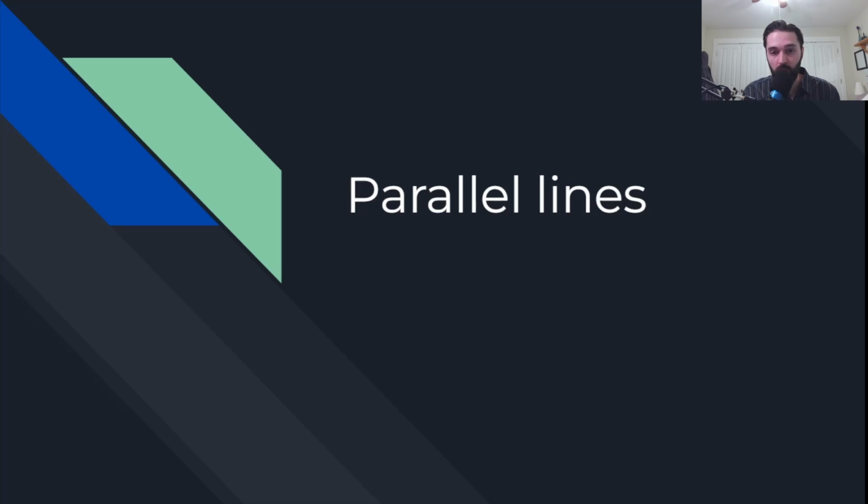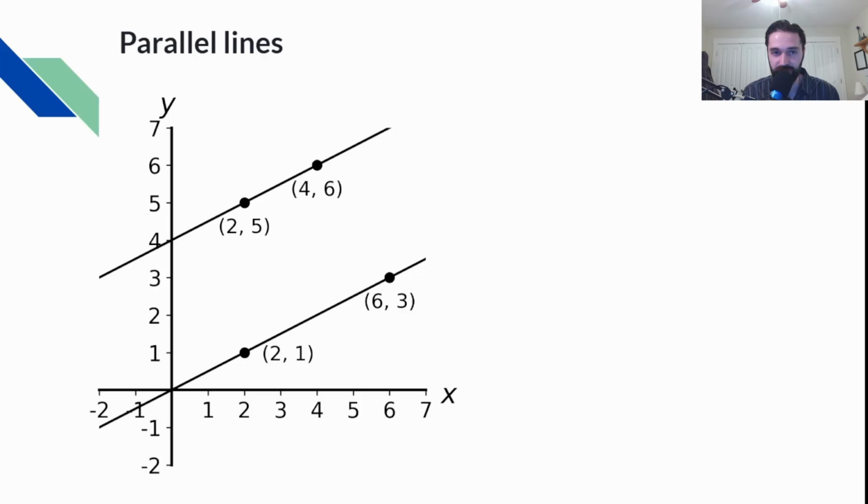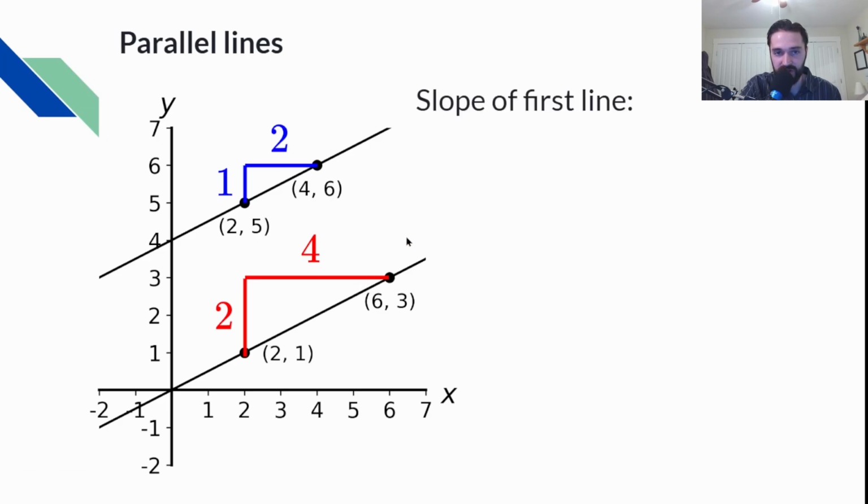We're going to look at the slopes of two parallel lines and see how they compare. So these are my parallel lines. They never intersect, and here are some points that they pass through. The slope of this first line up here is rise over run, so it's 1 over 2. And the slope of this line is also rise over run. We go up by 2 and we go over by 4. So this is a visualization of the slope.